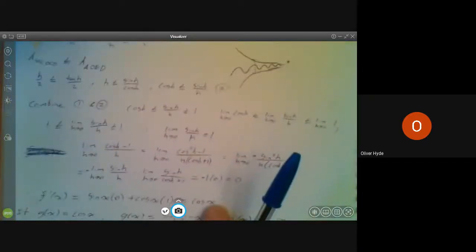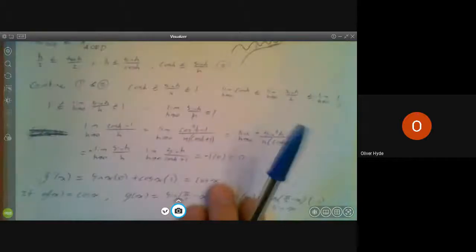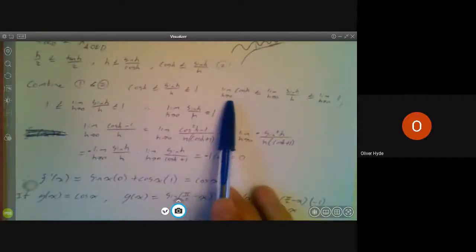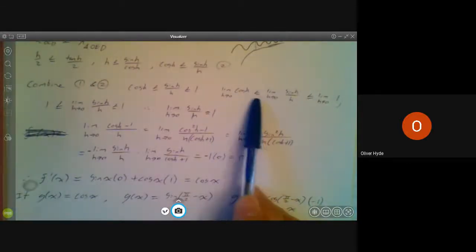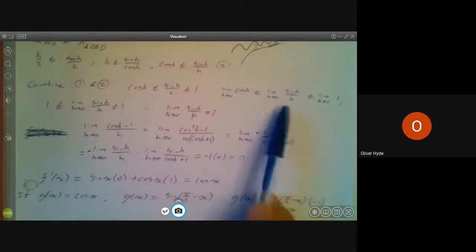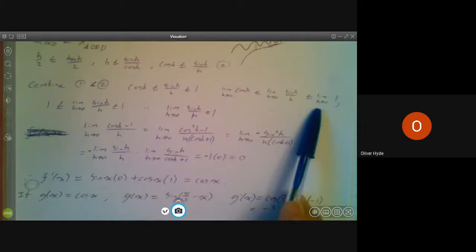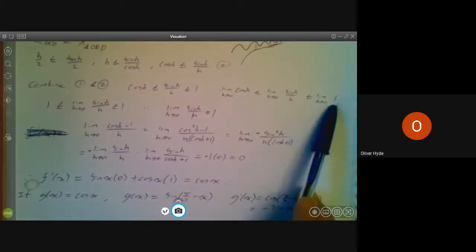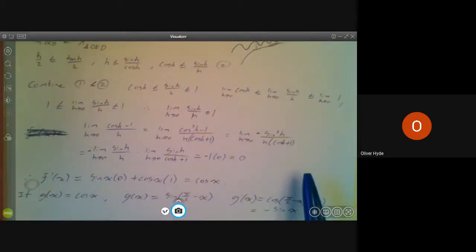Where are we? We're right here. This means that the limit as h approaches 0 of the cosine of h is less than or equal to the limit as h approaches 0 of the sine of h divided by h. That's my goal, which has to be less than or equal to the limit as h approaches 0 of 1.